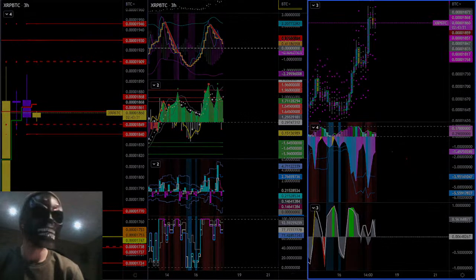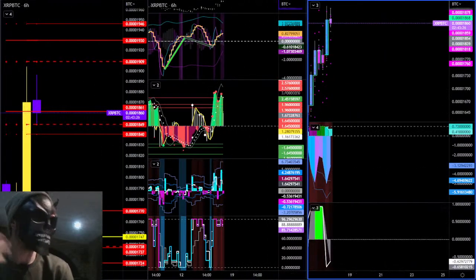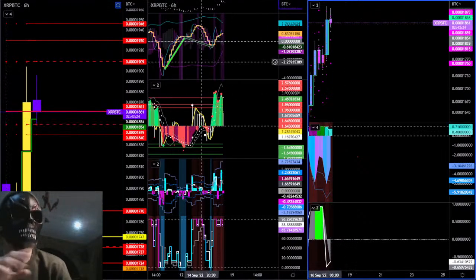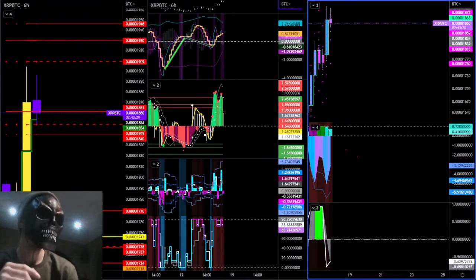Then we're going to go 6 hours. See what the 6 hours is doing. It's more than likely wanting to mean revert. Contraction though, positive drift. So positive drift is what's kept it up above the JMA. Alright. 12 hour.